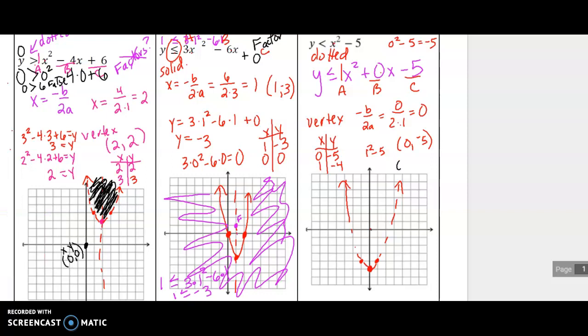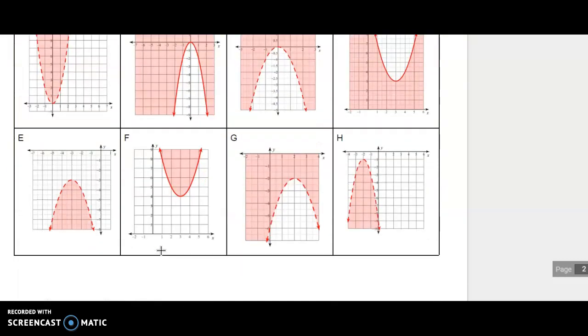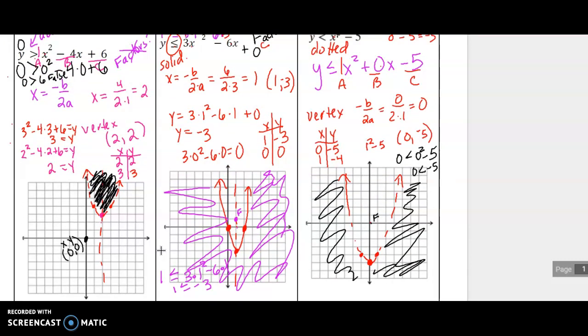So is 0 less than 0 squared minus 5? Well, is 0 less than -5? No, 0 is bigger. So this is false. So I also want to shade over here. Okay. All right, so go ahead and give that a try on your practice. You have 6 to do, and I give you them to match. There won't always be a ton of work to show, but that's an idea.